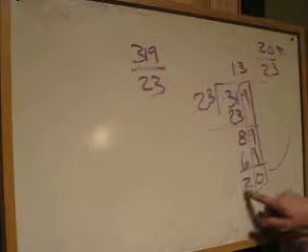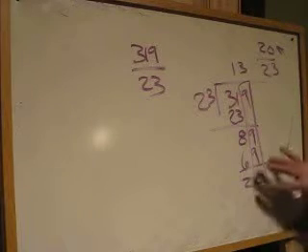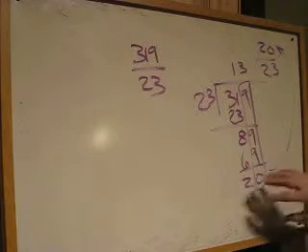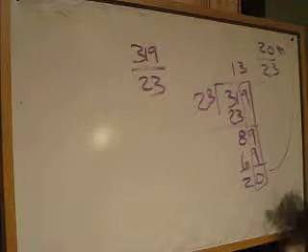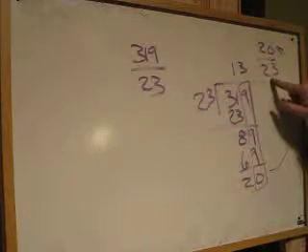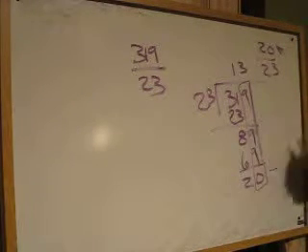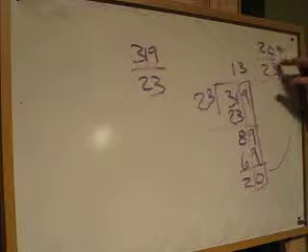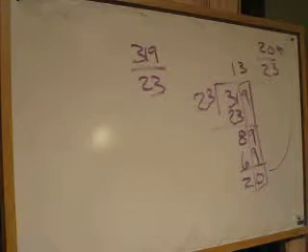Notice I stopped when I got to the last number. That's how I determined that I had a remainder: when I brought this 9 down, whatever I get after I bring this last number down, that bottom number here is going to be my remainder. And it will always be smaller than this. If it's not smaller than this, you did something wrong. You need to go back and sort through here. So this number will always be a smaller number than the 23.